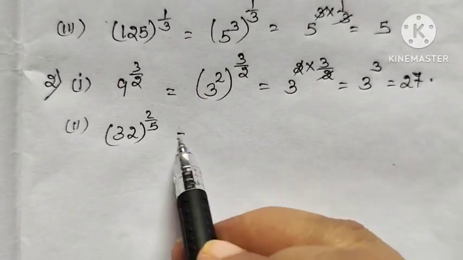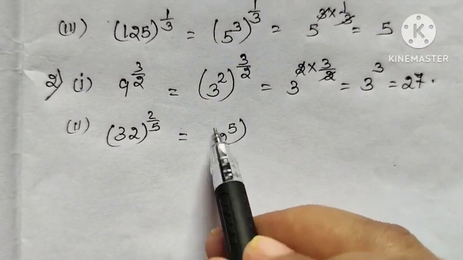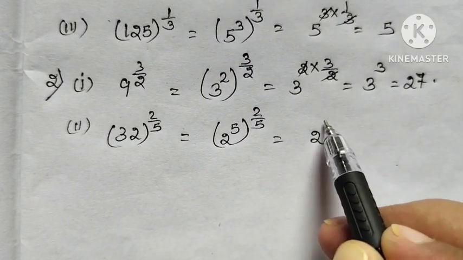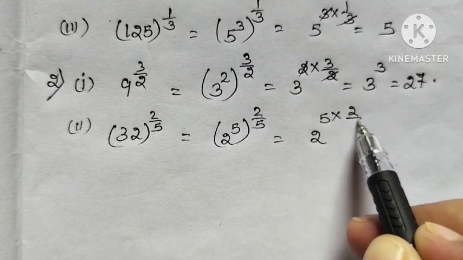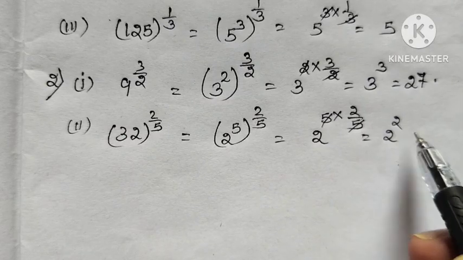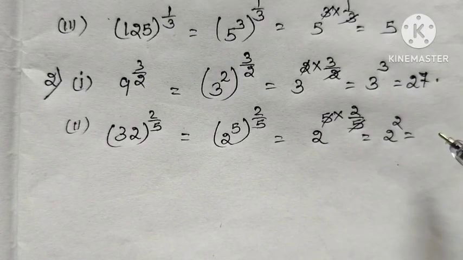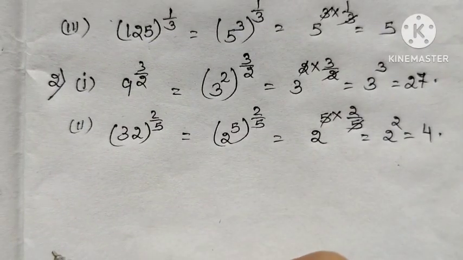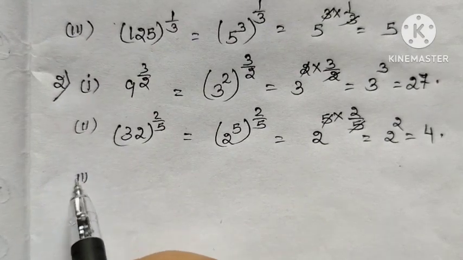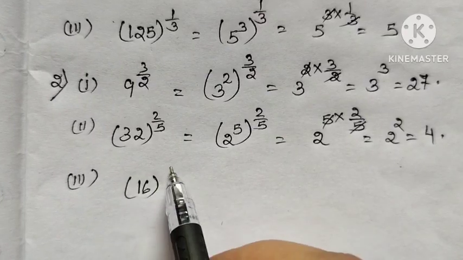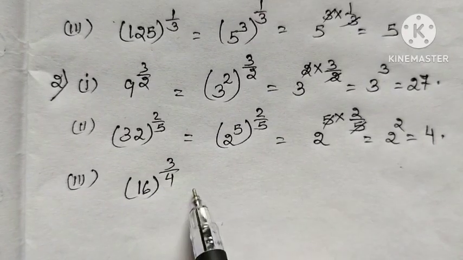Next it is given 32 to the power 2 by 5. Then 2 to the power 5 whole to the power 2 by 5. Then 2 to the power 5 into 2 by 5. The 5s cancel, 2 to the power 2. What is the meaning of that? 2 to the power 2: 2 is multiplied 2 times. Then the answer is 4.